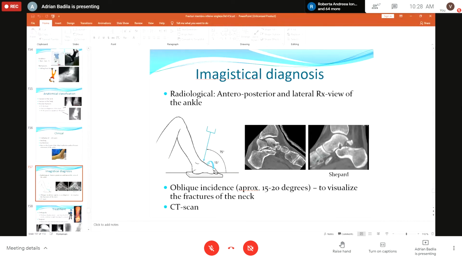Another image, a sagittal slice in a CT examination, and we can see a parcellar fracture of the posterior apophysis of the talus. It's a Shepherd fracture. This is the talus. We have the head, the neck, and this is the body. Above we have the tibial pylon, and below we have the calcaneum. Here in front of the talus we have the navicular bone.